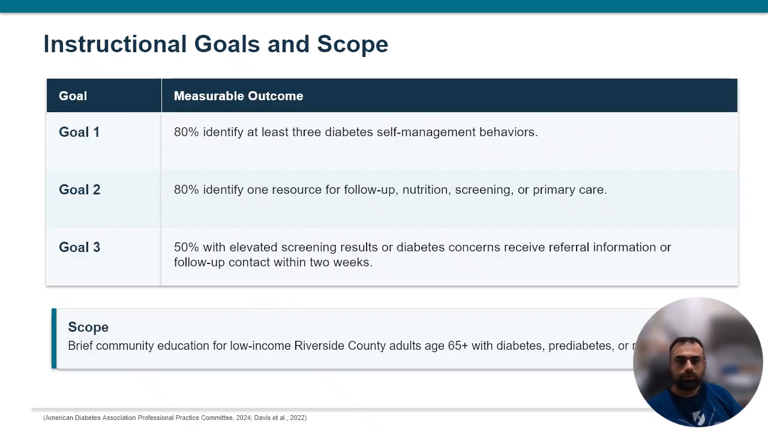The goals are measurable. By the end of this session, most participants should be able to name three diabetes self-management behaviors and identify at least one follow-up resource. The scope focuses on low-income older adults in Riverside County who have diabetes, prediabetes, or risk factors.